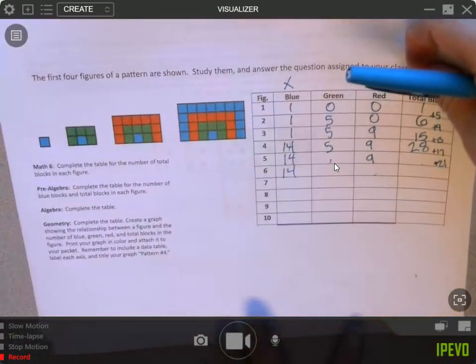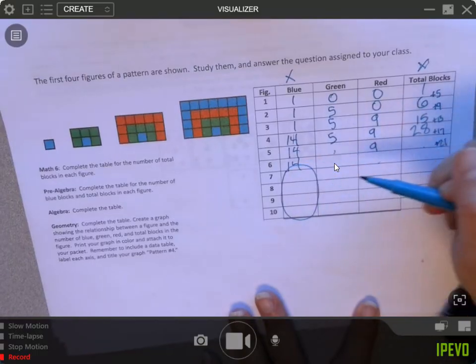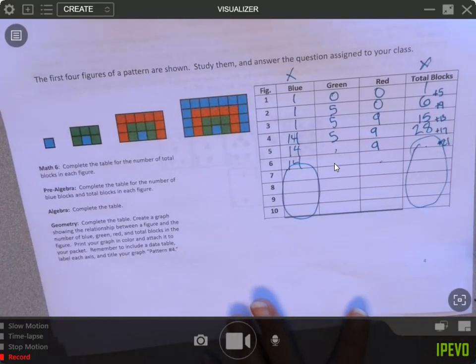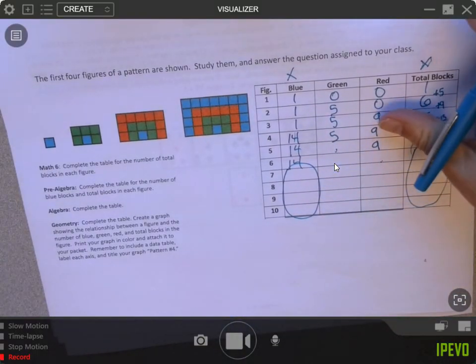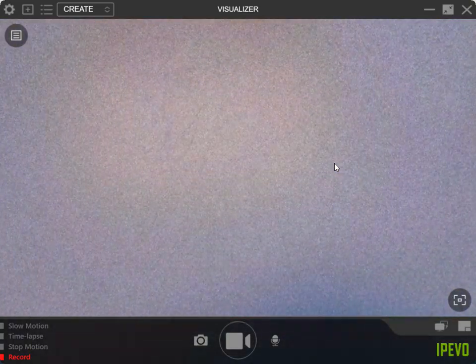But you only have to do the total and the blue columns. I did the rest just to help me find those missing numbers.